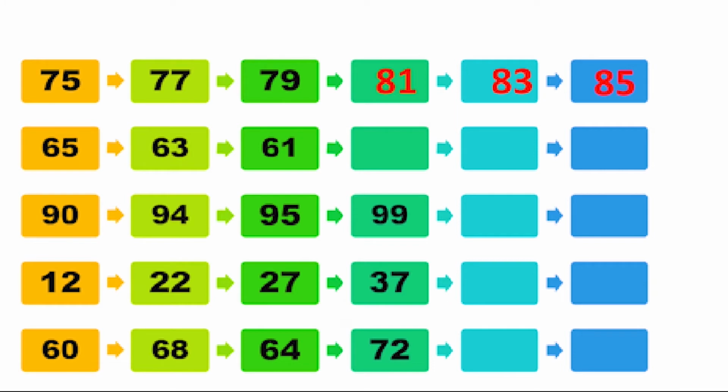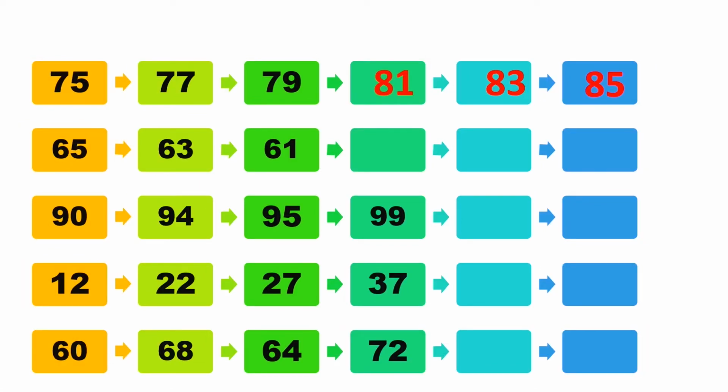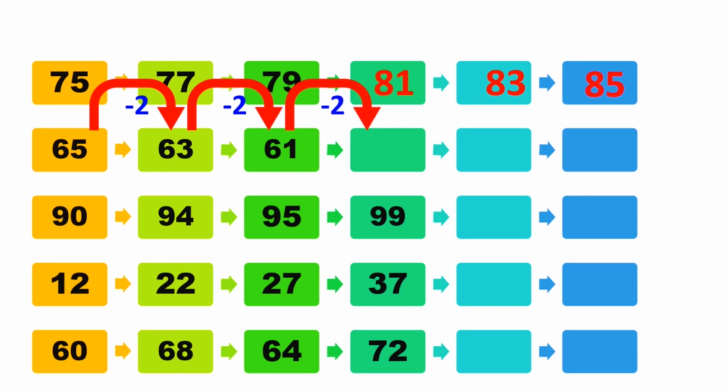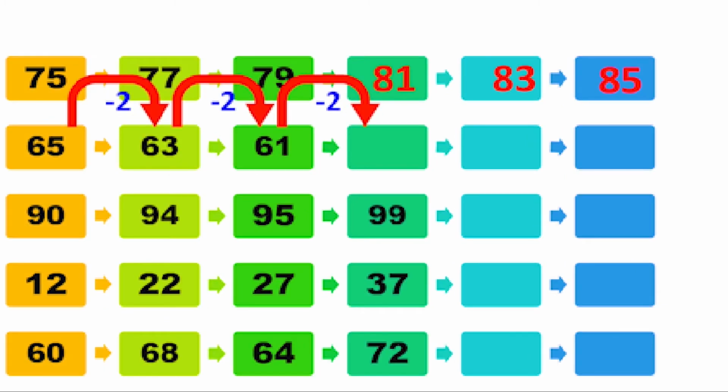Backward. 65, 64, 63. We're moving 2 backward. Backward means -2. So what we will do, we will write -2. 65 -2, 63. Backward 2. 63, 62, no. 61, yes. We -2 again. Backward 2 again.